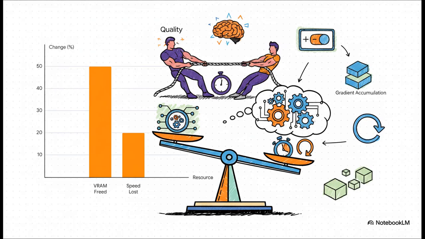And this chart shows you that trade-off perfectly. I mean, look at this. You might take a small hit on speed, maybe 20% slower, but you're getting a massive drop in VRAM usage, sometimes 50% or even more. For pretty much anyone training these models, that's a bargain you take every single day. It's often the difference between your project running or just crashing with an out-of-memory error.